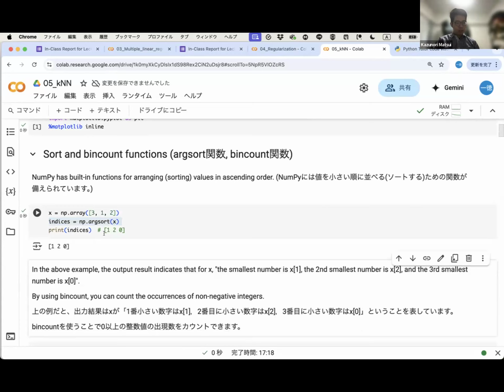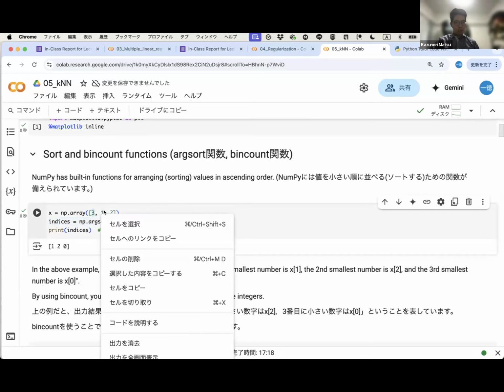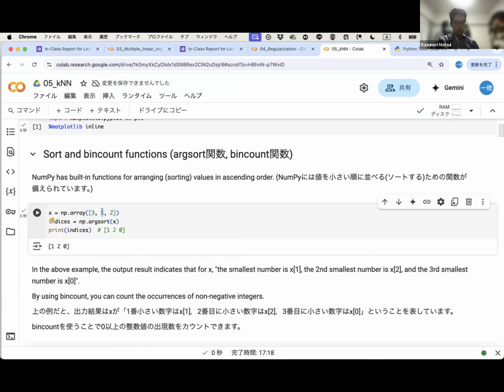This means that the smallest number is x1. So 0, 1 here, x1 is 1. The second smallest number is x2. So 0, 1, 2, this is x2. So x2 is 2. And the largest number is at x0, which is 3.